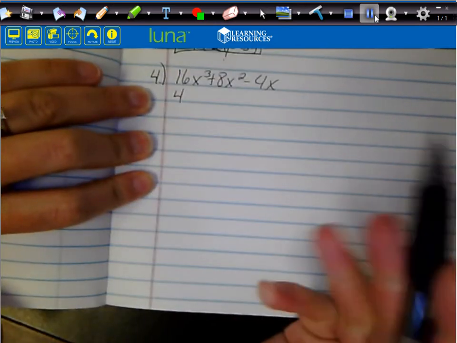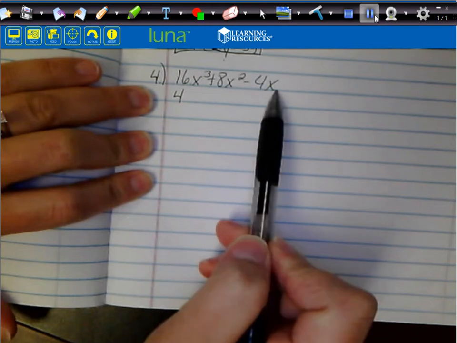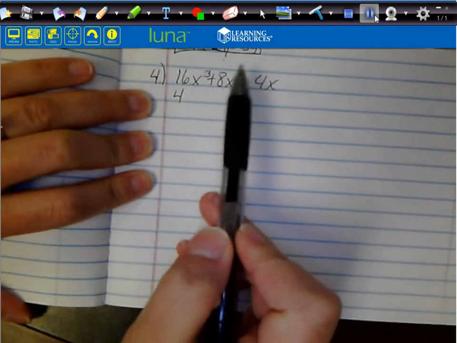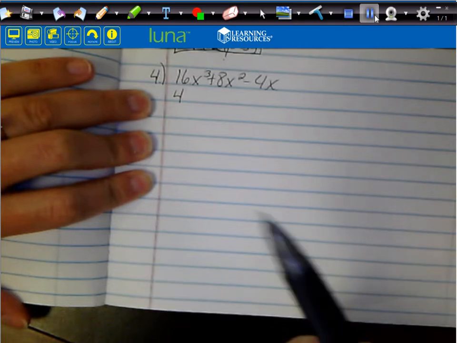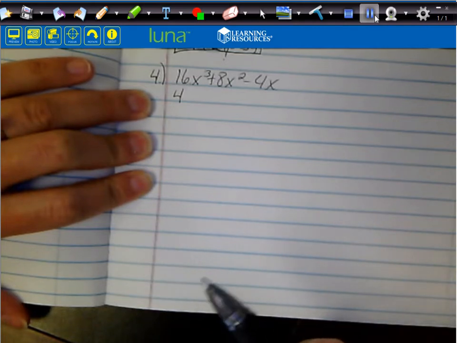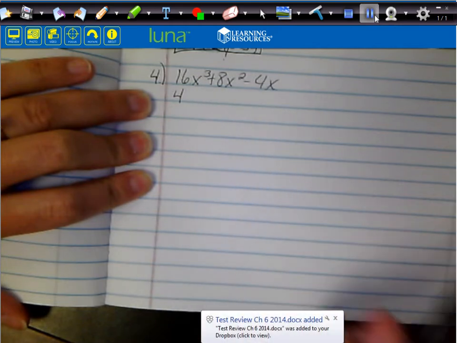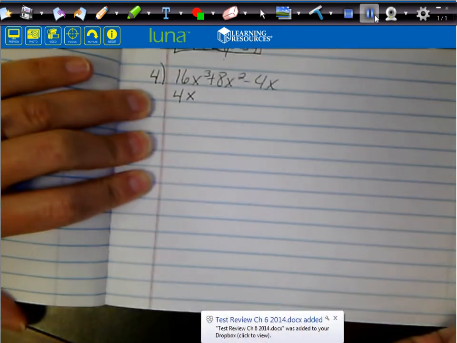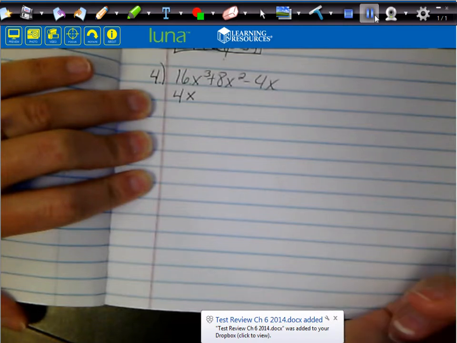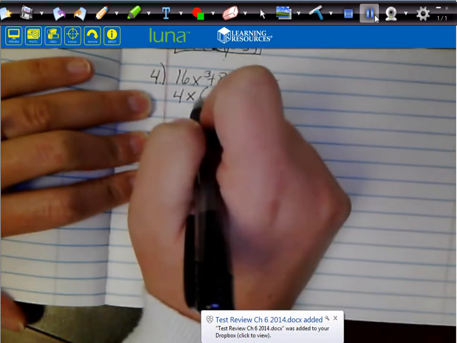So I'm going to write my 4 down. Now this one's a little bit different because if you notice, every single one of these has an x. This one has 3 x's, this one has 2 x's, and this one has 1. So they also have an x in common, so I have to factor an x out as well. And like I said, this one has 3, this one has 2, this one has 1. So they all have at least 1 x. So I can take 1 x out because they all share at least 1 x in common.